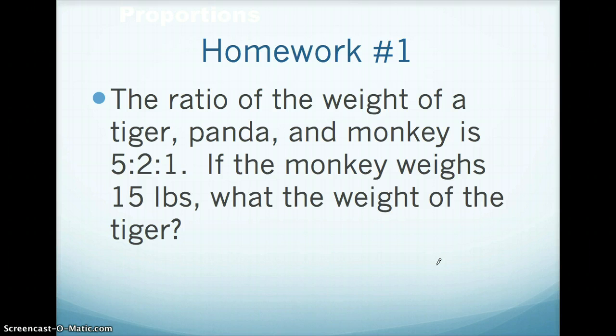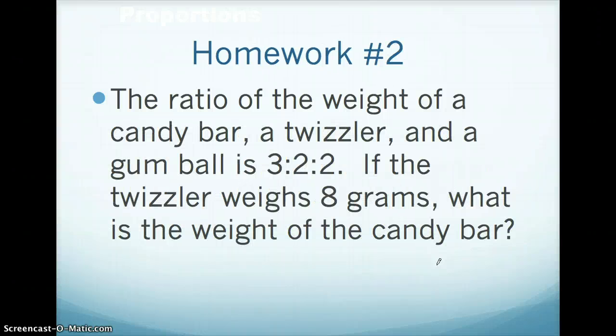Here's your turn. The ratio of the weight of a tiger, panda, and monkey is 5 to 2 to 1. If the monkey weighs 15 pounds, what is the weight of the tiger? Okay? Please make sure you pause and try this first problem. Here's the second one. The ratio of the weight of a candy bar, a Twizzler, and a gumball is 3 to 2 to 2. If the Twizzler weighs 8 grams, what is the weight of the candy bar?